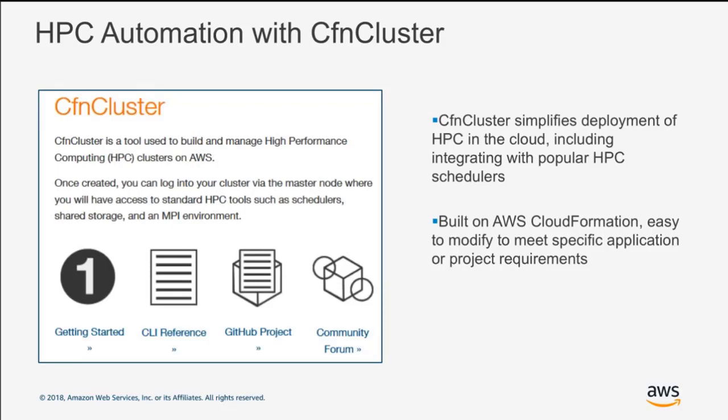Now, CFN cluster, the CFN part stands for CloudFormation, and utilizes CloudFormation to actually deploy a complete HPC cluster on AWS. Once deployed, that cluster gives a pretty standard HPC environment: access to schedulers for jobs that are already written to take advantage of a scheduler, a shared storage environment, and an MPI environment as well. There are several other small utilities that are also provided to assist with compilation and actual job execution.